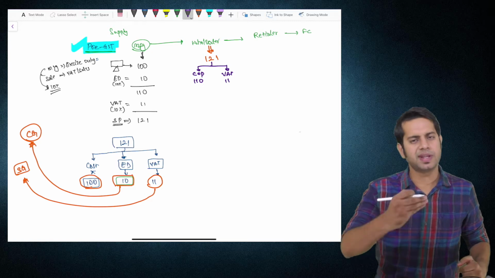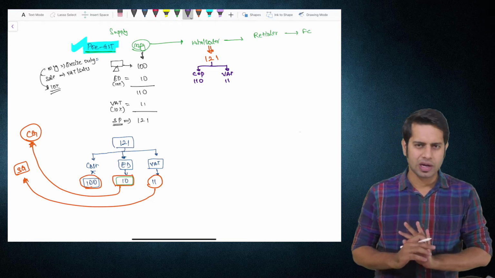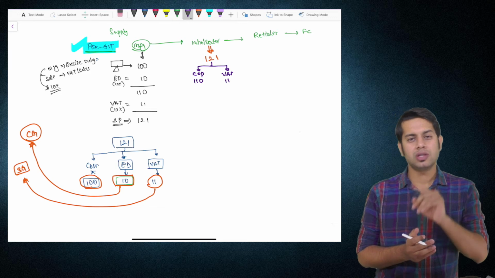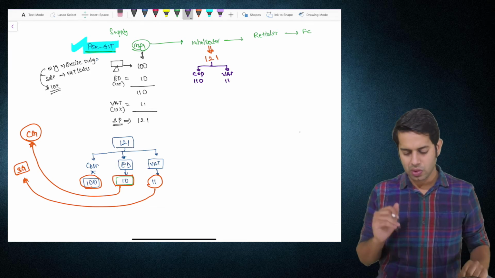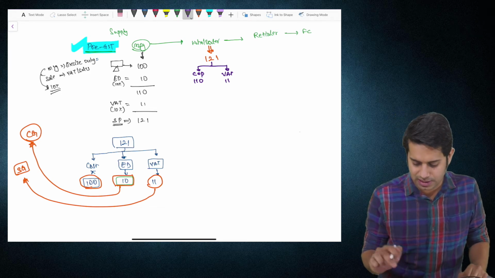See, when the wholesaler is further selling, he'll have to pay the value added tax. He'll have to pay VAT. Now, he has already paid some VAT. He will be able to take the benefit. How is it working, sir? I'll just explain.